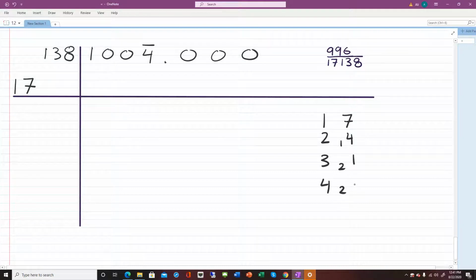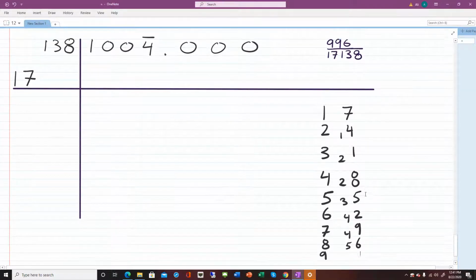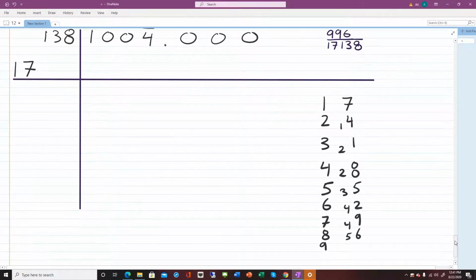4, 28. 5, 35. 6, 42. 7 times 7 is 49. 7 times 8 is 56. And 7 times 9 is 63. So what's neat about this is I can just get my multiples quickly.